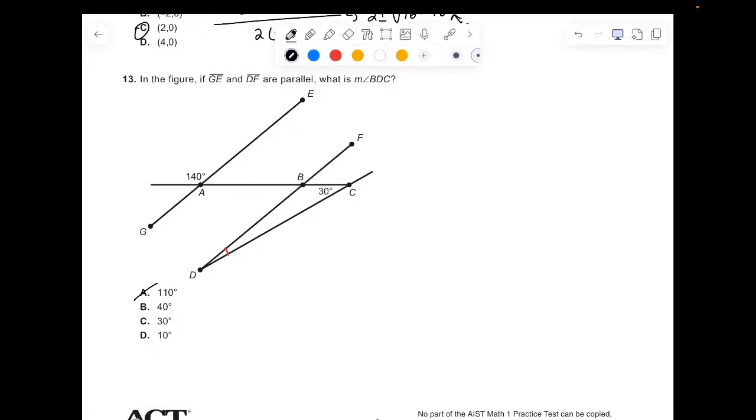What can we do? Let's just go ahead and start finding angles. What do we know? We know that this angle plus this angle makes 180. So that means this has to be 40 degrees. And then that means that these angles are the same, so this is also 40. That means this angle is 140. A triangle has 180 degrees.